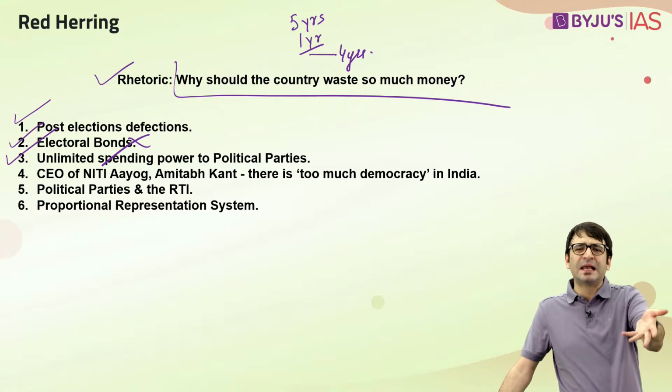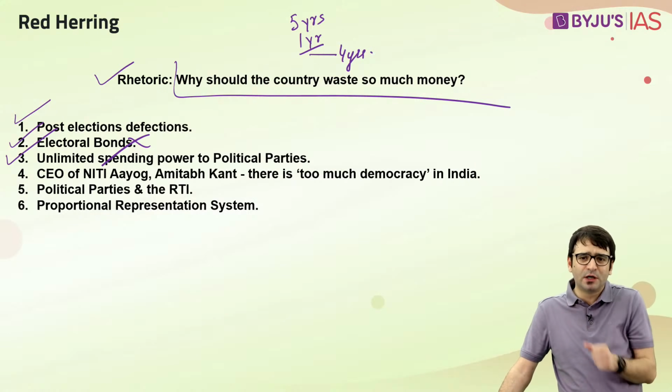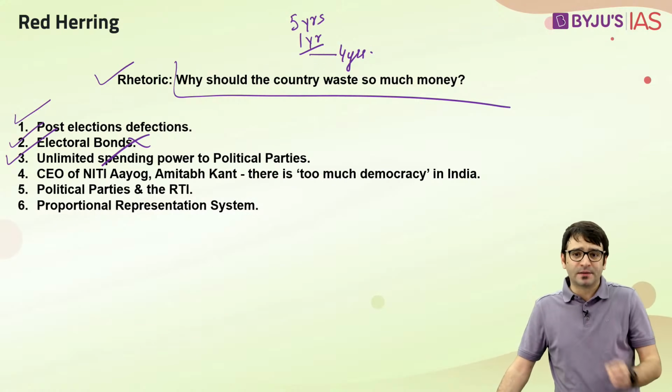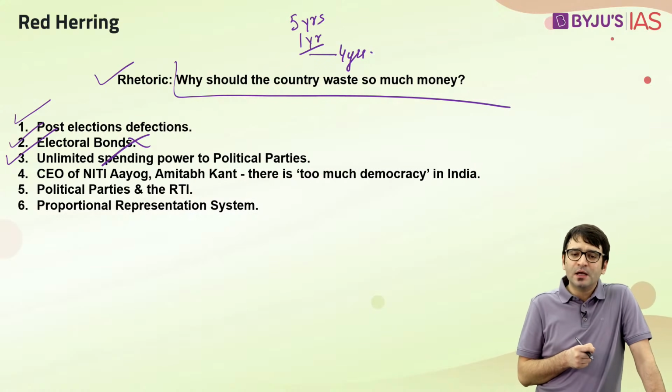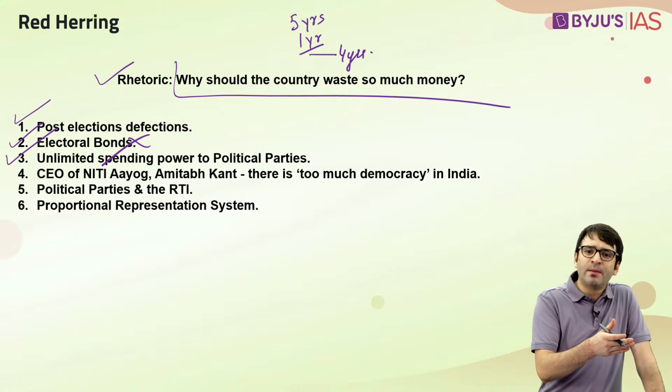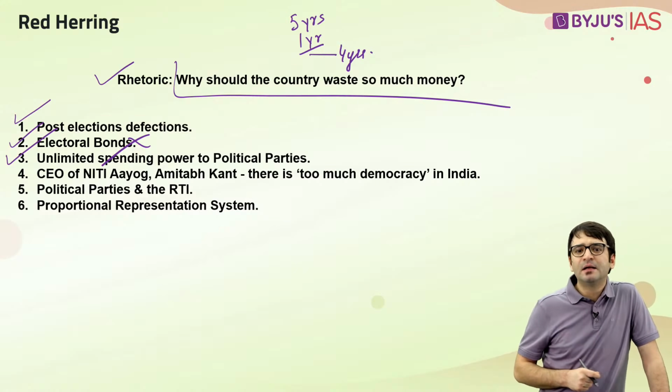For example, 70 lakhs, 40 lakhs, 28 lakhs. It varies from constituency to constituency. So there is a limit to the amount of money that a candidate can spend in an election. But there is absolutely no limit on the amount of money that a political party can spend.